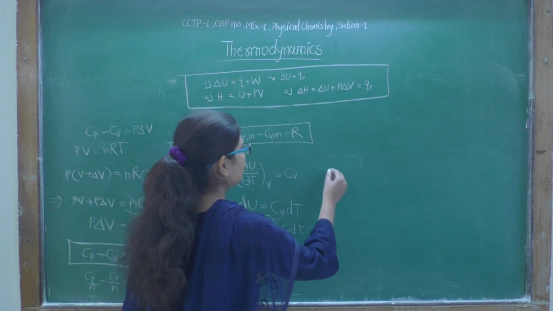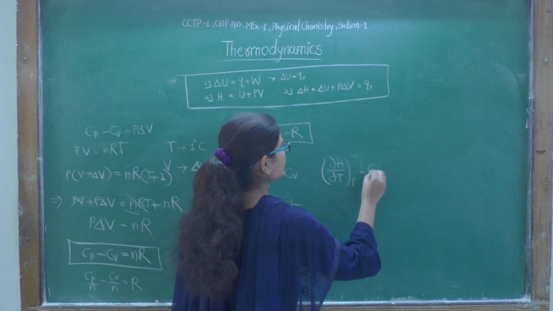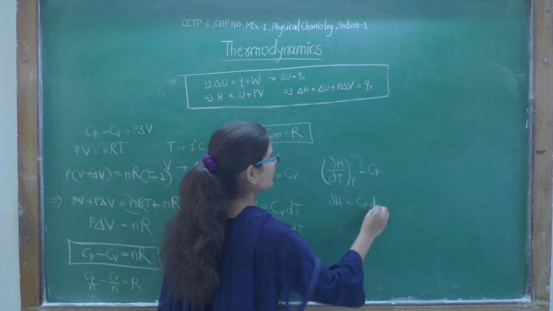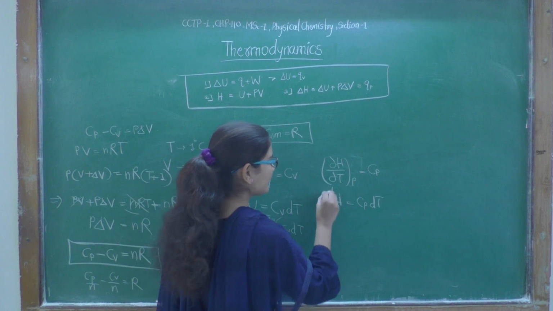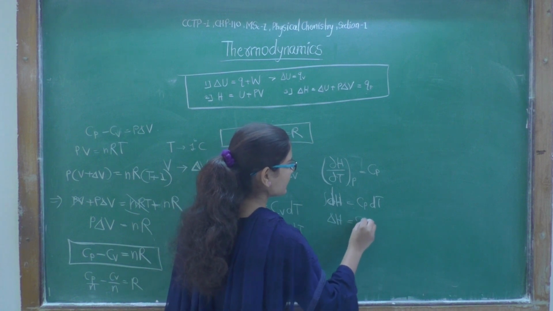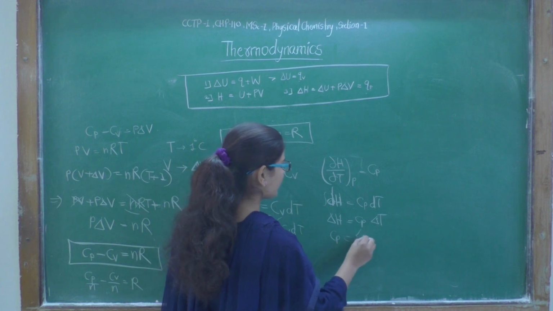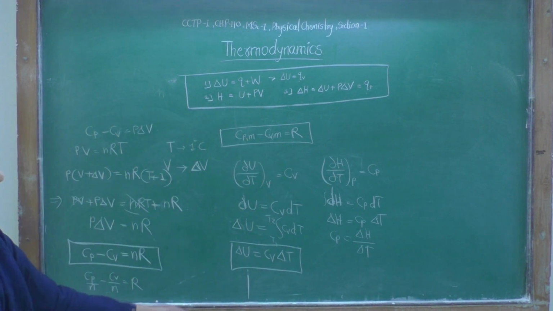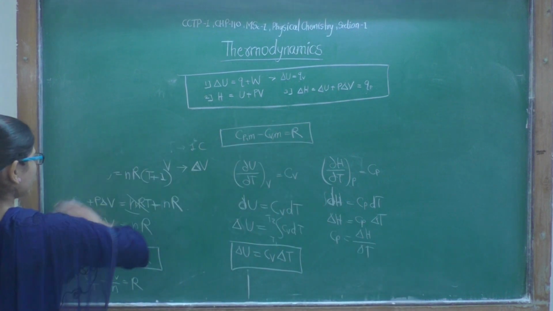Now similarly, we know dH upon dT at constant pressure is equal to Cp. So dH is equal to Cp dT, for small, infinitesimally small values. Now if we integrate this, we will get delta H, which will be equal to Cp delta T. And here we can calculate Cp by delta H by delta T in this way. So we can have both values, Cp and Cv. We can calculate them experimentally.